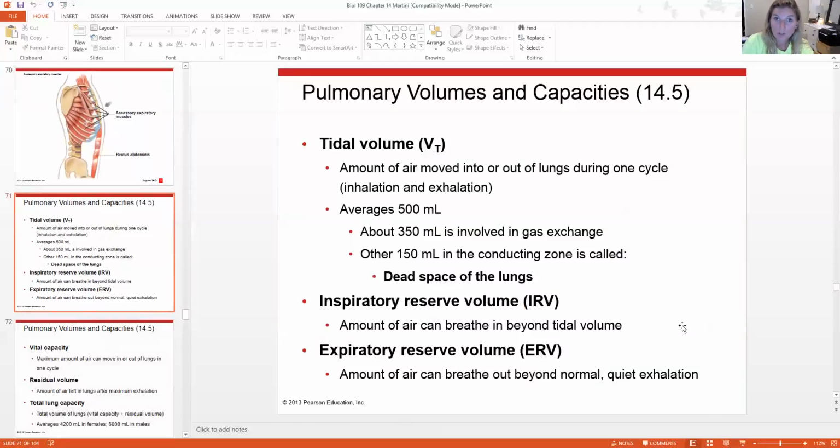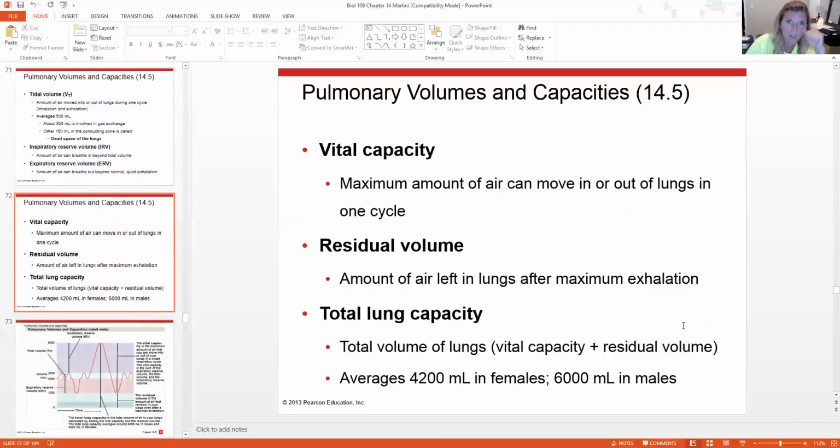Your inspiratory reserve volume is the maximum amount of air that you can inhale. Your expiratory reserve volume is the maximum amount of air that you can exhale. So if I say take a deep breath, that's your inspiratory reserve volume, and then you deeply exhale everything, push it all out. That's your expiratory reserve volume. The vital capacity is the maximum amount of air that can move into and out of the lungs. That's what I just did, the vital capacity. The maximum amount in, the maximum amount out.